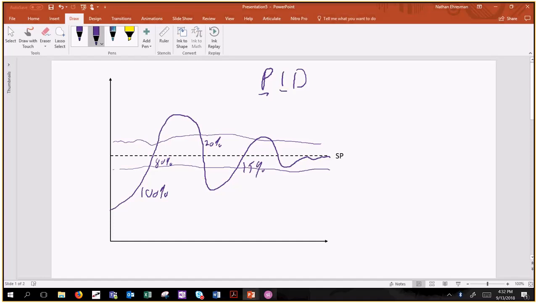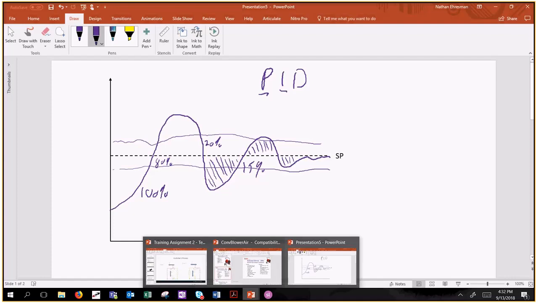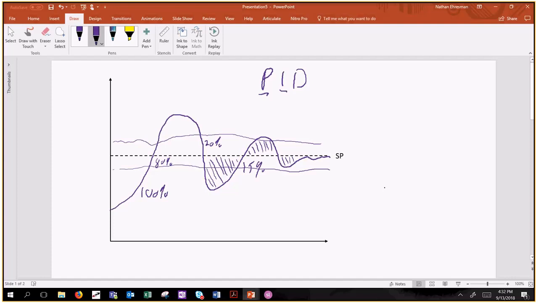Now, integral is the area under the curve. So it's this area right here, this area right here, this area right here. As you look at the area underneath the curve, the algorithms start to calculate that area and make it as small as possible. They want it to be as close to 0 as possible, and that's how you achieve a finer level of control. So that's P and I. You've got your proportional, and your integral, which is the area under the curve.